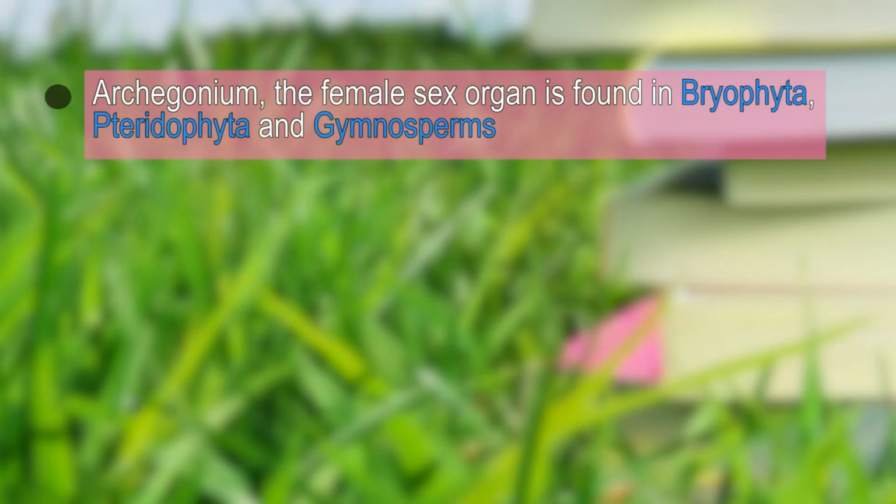Bryophyta, Pteridophyta and Gymnosperms, these three members have the female sex organ known as archegonium. Bryophyta had similarity with the algae due to its thalloid body, but since its reproductive organ is the archegonium, it was placed amongst pteridophyte and gymnosperm.